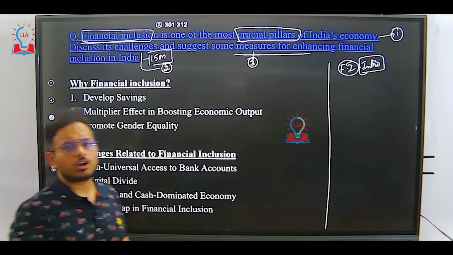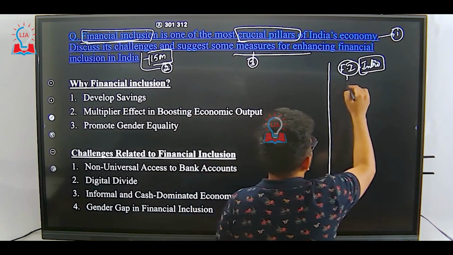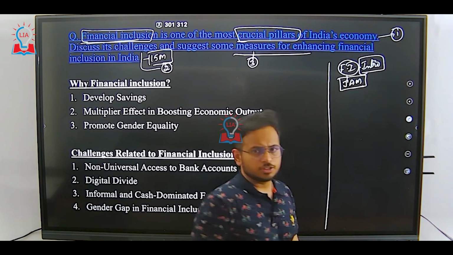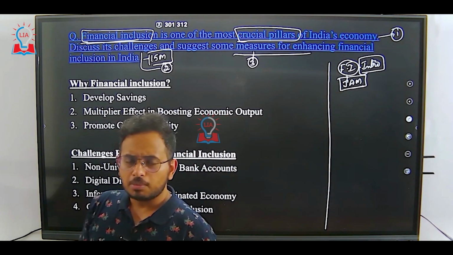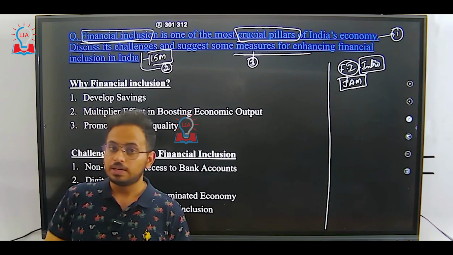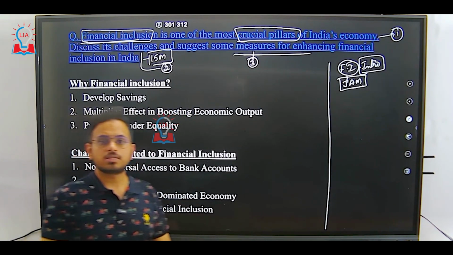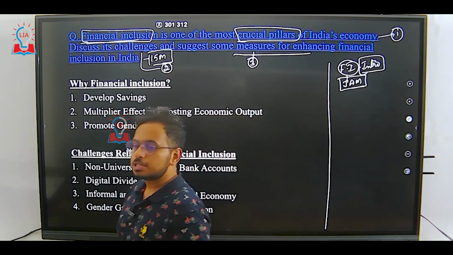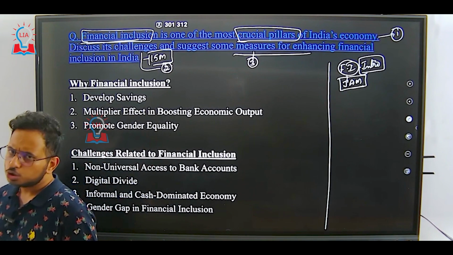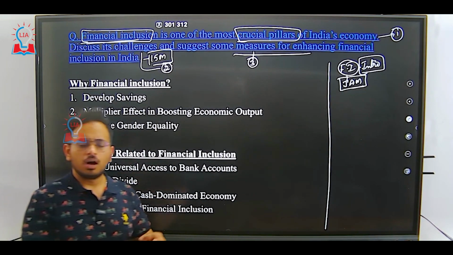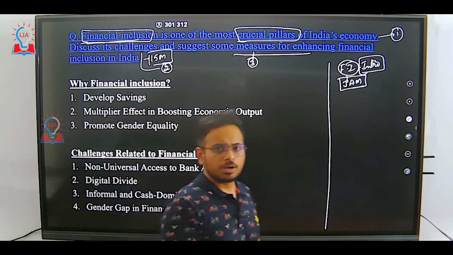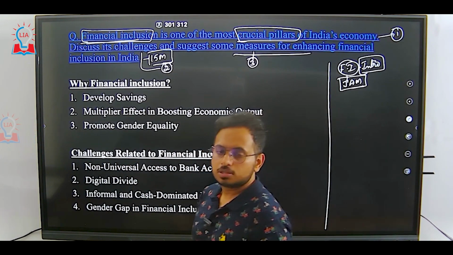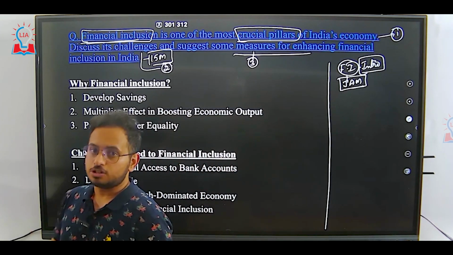And you can also write one of the measures by the government, called the JAM Trinity: Jan Dhan, Aadhaar and Mobile. If you remember, around 2016 and 2017, the government came out with a very special scheme where it wanted people to open zero balance bank accounts. Usually, bank accounts have a minimum balance that you have to keep, but these accounts, called Jan Dhan accounts, can have zero balance. Such bank accounts were encouraged by the government.